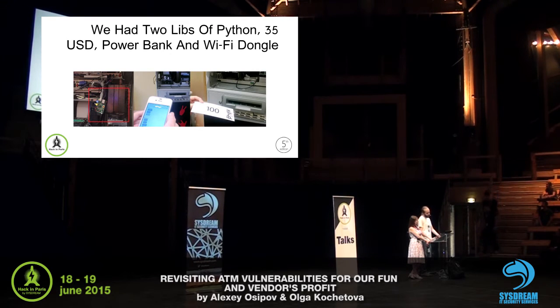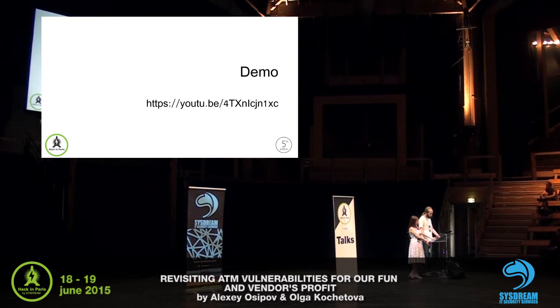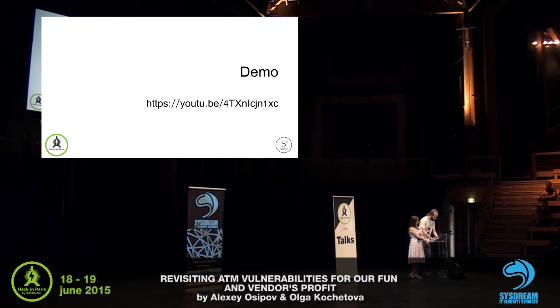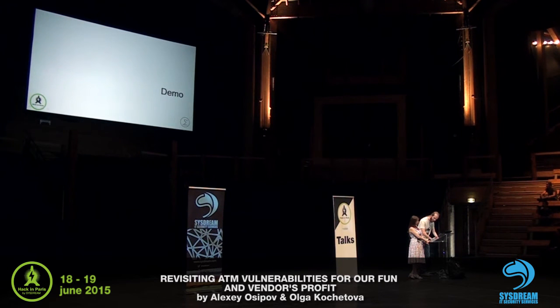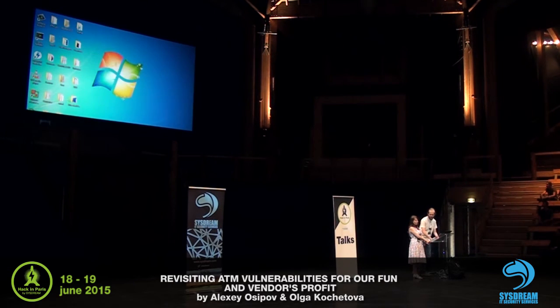We have two libraries in Python. We have little money, and we have an ATM box. So what can we do with it? I'll show you some demo. I hope it will work. Oh, gosh.